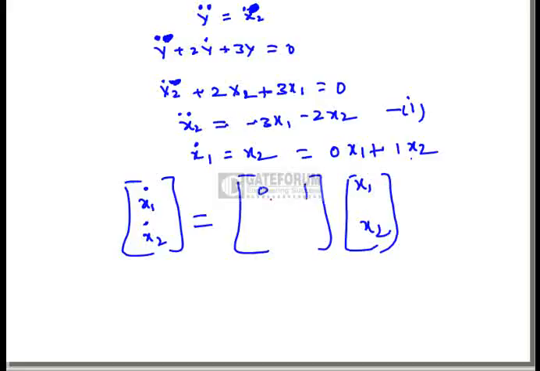So that's why 0 1, and x2 dot equal to what? So x2, this is x2 dot. x2 dot equal to what? Minus 3x1 minus 2x2. So minus 3x1 and minus 2x2. So the state equation is here.